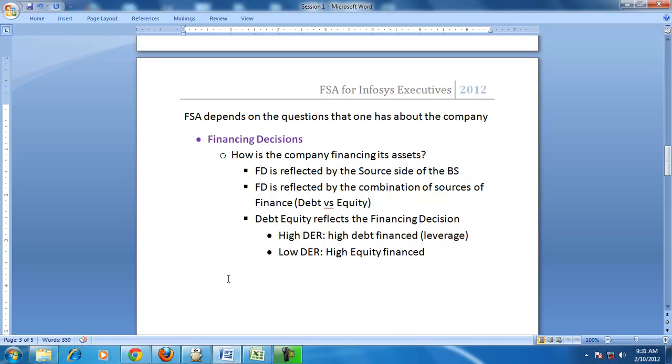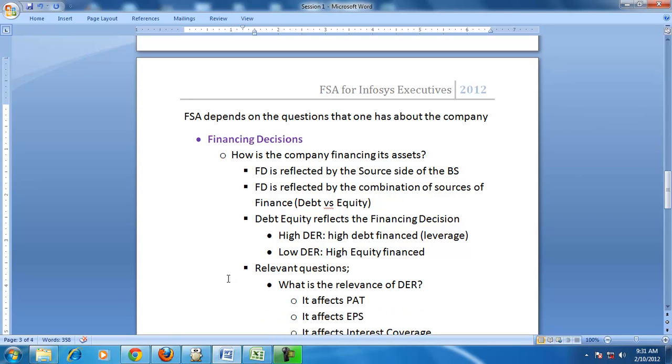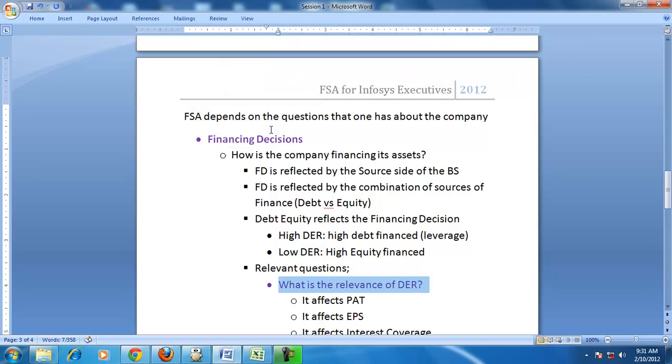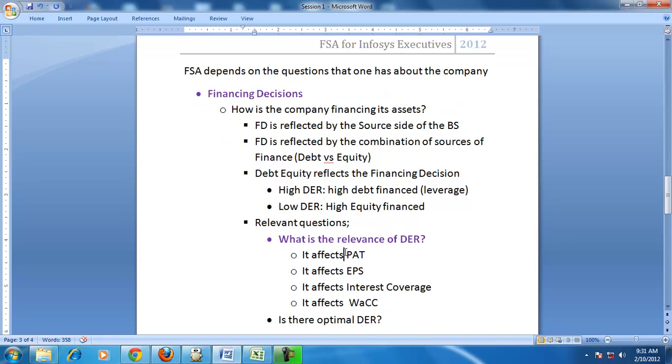But a question can come to mind: what is the relevance of the debt equity ratio? Why is the debt equity ratio relevant? The debt equity ratio is relevant because, as we will see today, it affects the profit after tax. It is relevant because it affects the earnings per share. It is relevant because it affects the risk, or the interest coverage ratio. And it is relevant because it affects the weighted average cost of capital.